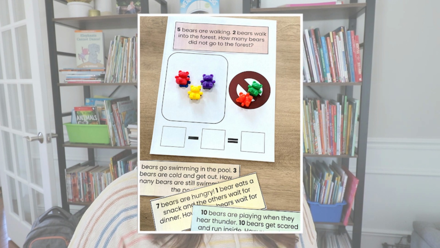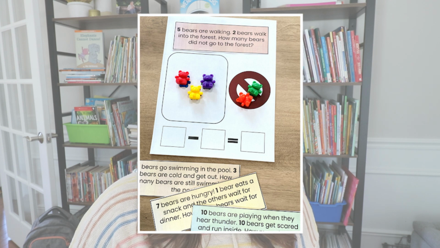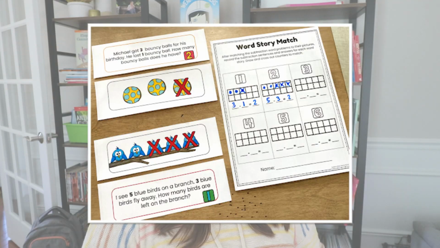How many bears waited for dinner? So they start with the 7, they remove 1, and have to figure out how many are left. That one obviously uses manipulatives for them to add and then remove from. And then here's another one with some picture examples.